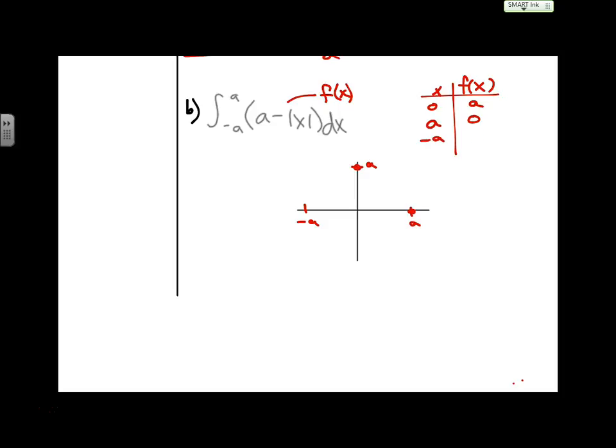Hey, there it is. You're welcome. Wait, it's an absolute value function. It's been shifted vertically up A and it's been vertically flipped. You guys should know this. You see it? Right? Yeah, it is.